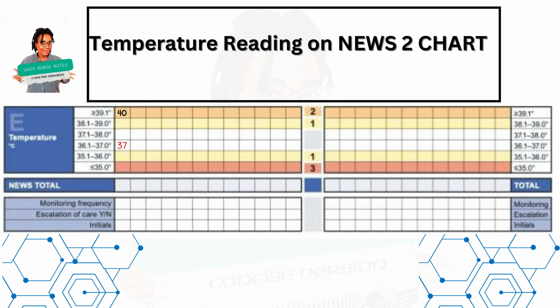Example 2, a reading of 37 degrees Celsius. Where would you place this reading? As seen on the chart in red, this reading would fall in the range, row, of 36.1 degrees Celsius to 37.0 degrees Celsius. I hope this was all clear. Further discussions and examples about documenting vital sign readings on the NEWS 2 chart will be done in other videos.